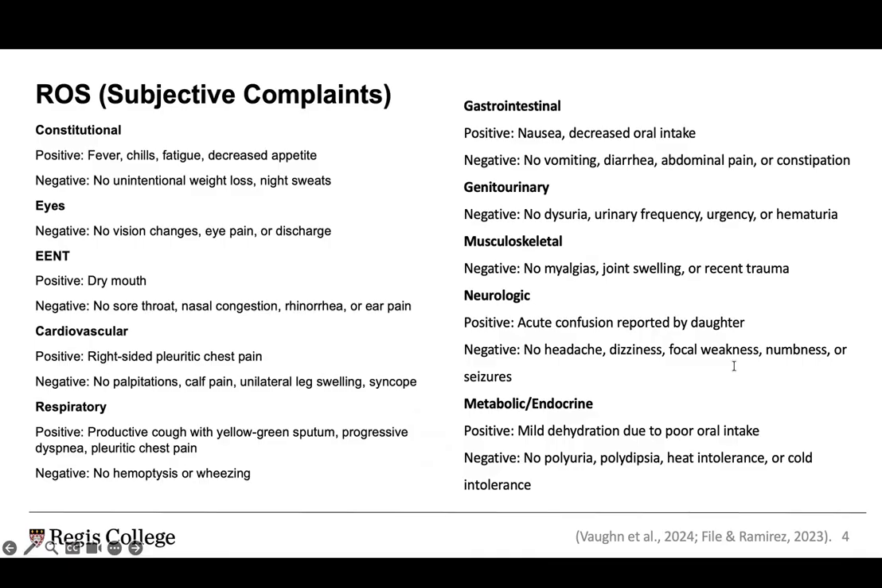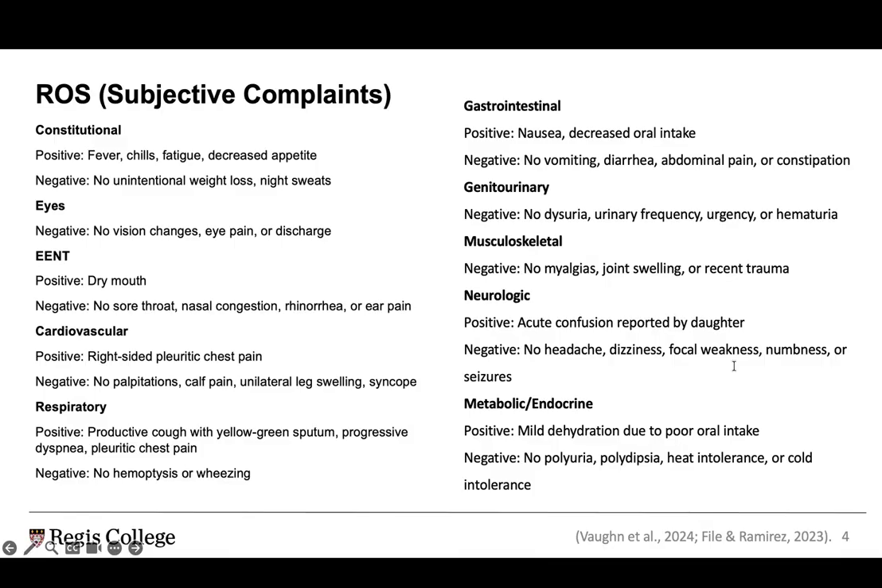Cardiovascular-wise, her review revealed right-sided pleuritic chest pain that worsened with deep inspiration. She denied palpitations, syncope, calf pain, or unilateral leg swelling. While these negative findings lowered my suspicion for DVT, I reminded myself that PE can still occur in the absence of classic extremity symptoms. Respiratory symptoms remained the most concerning aspect of her presentation, as she described a progressively worsening productive cough with yellow-green sputum, increasing shortness of breath, and pleuritic chest pain, and she specifically denied hemoptysis or wheezing.